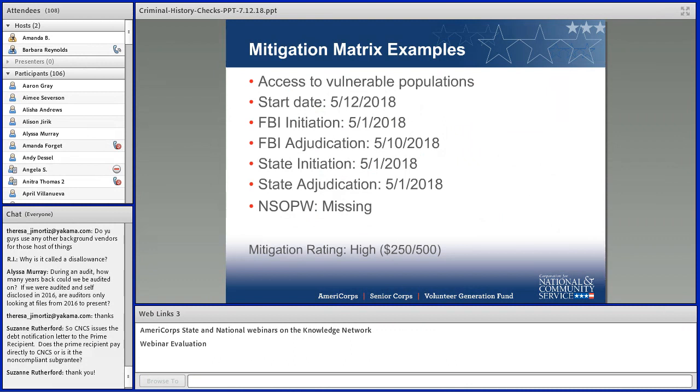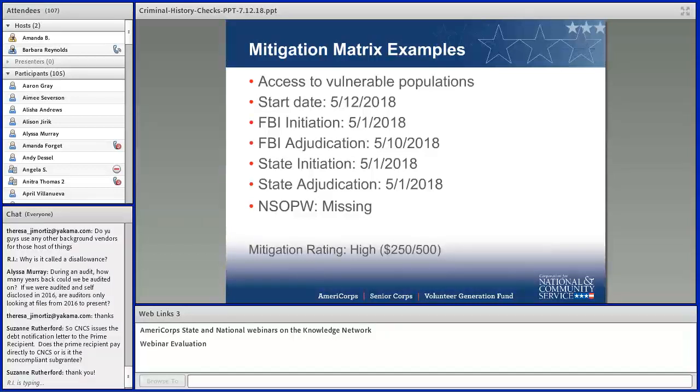All right, let's talk about mitigation matrix examples. So you guys, I forgot to make the answer appear on a transition, so you see already that this is a high mitigation. But we're going to go through this anyways. So let's say you're looking at your files. You're looking at a file where this person has access to vulnerable populations. You actually may want to write this down because we're going to go back to our flow chart to help you guys get a little bit more understanding about it.